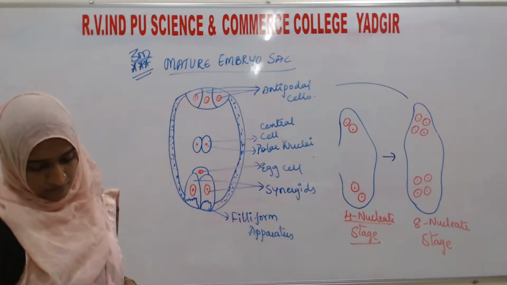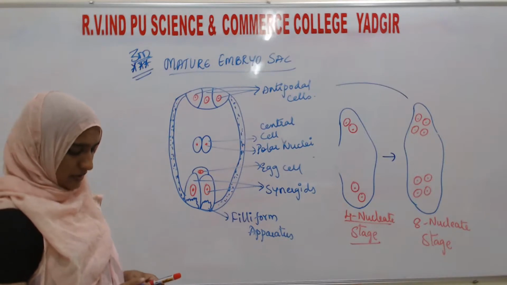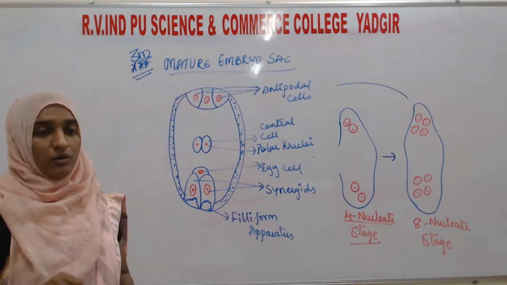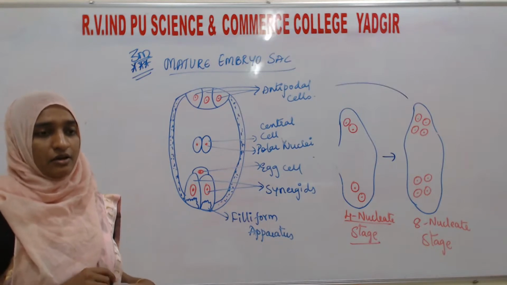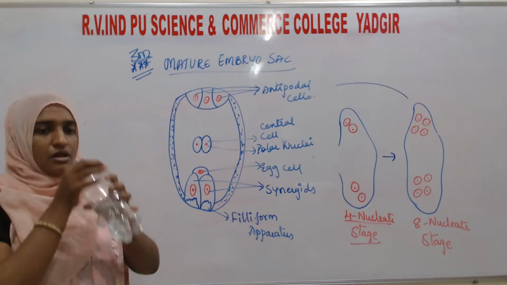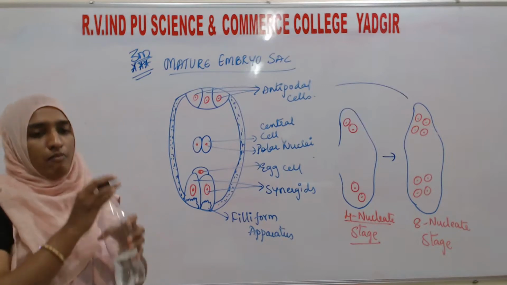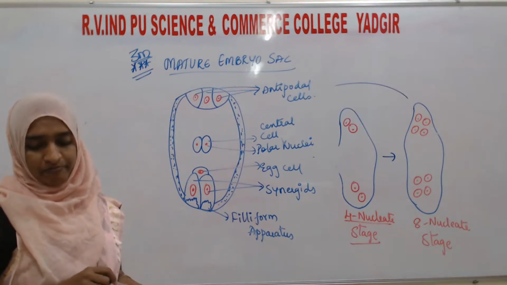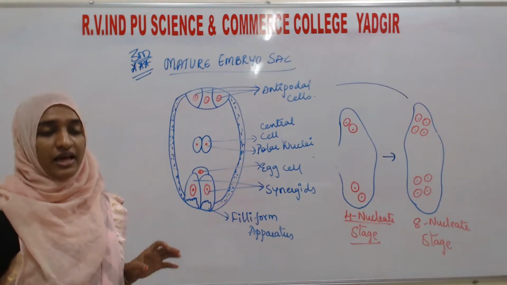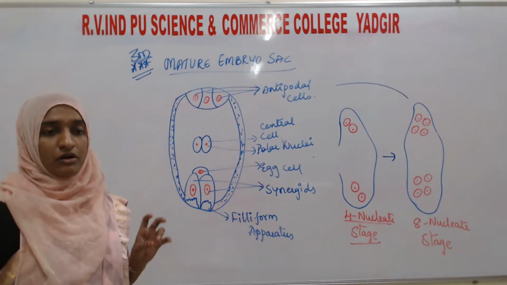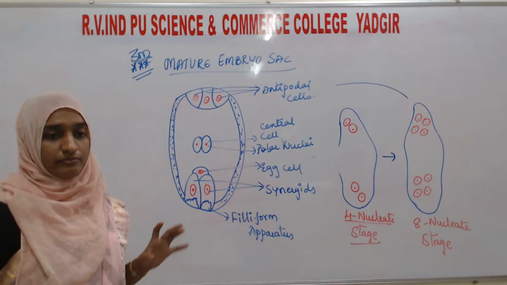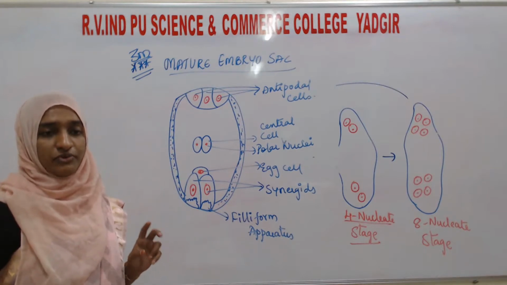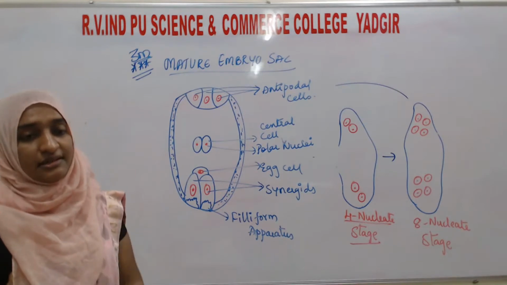Okay, so this is about a mature embryo sac. Tomorrow I will go with the next topic, that is pollination. Today's assignment is: describe the structure of an anatropous ovule. One more, draw a labelled diagram of an embryo sac. Okay, these are the two questions for today's assignment.